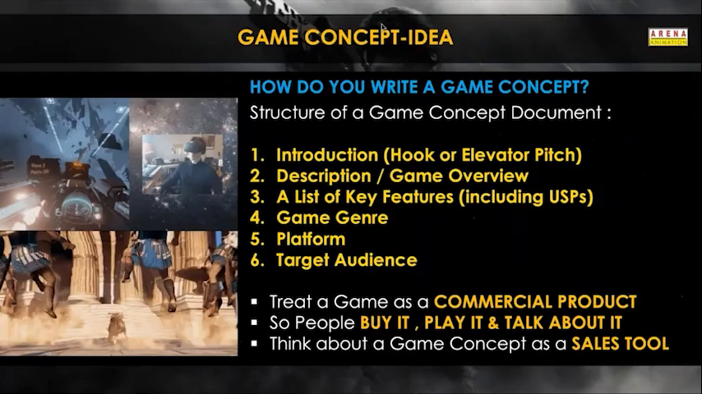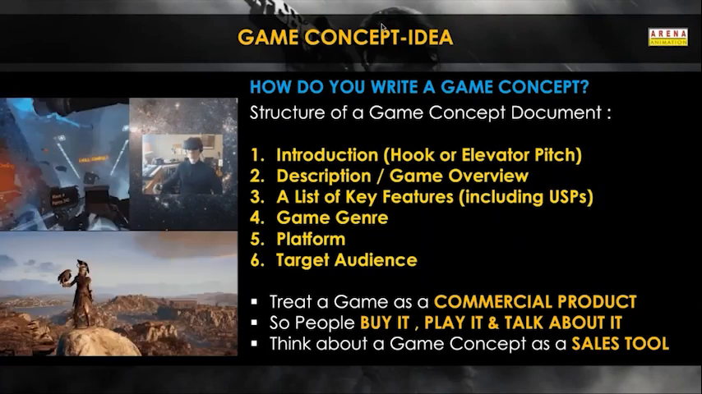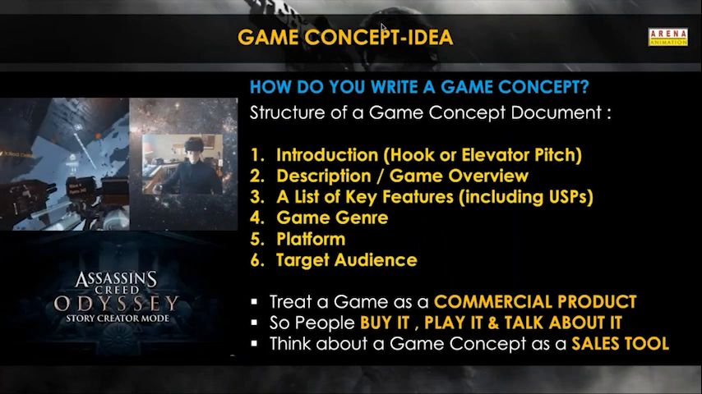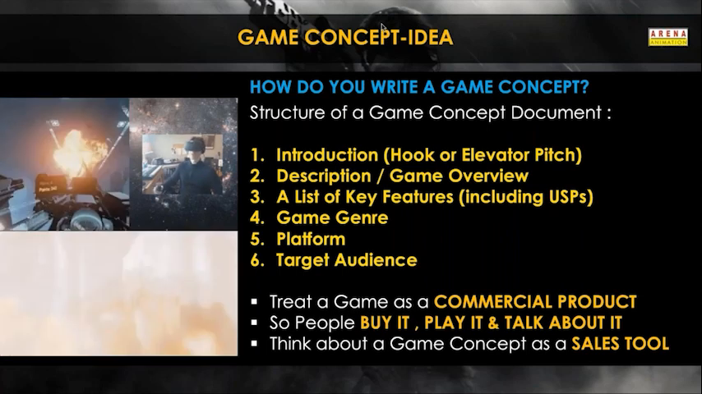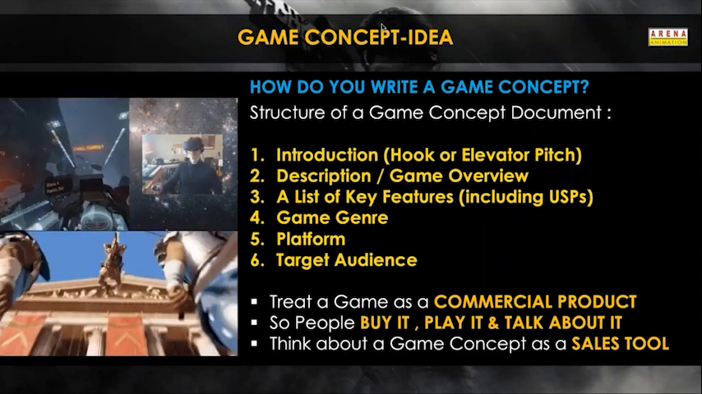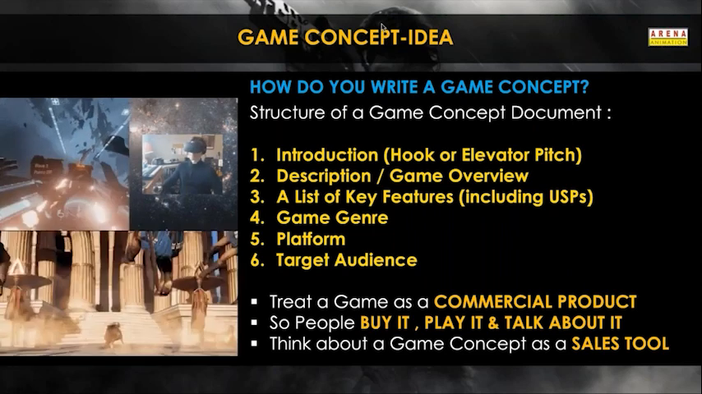It describes the game and what the team is going to put into it, not just the designers. It contains early artwork, technical and marketing information also. So let's come to how you write a game document. What is the structure of a game document as such?